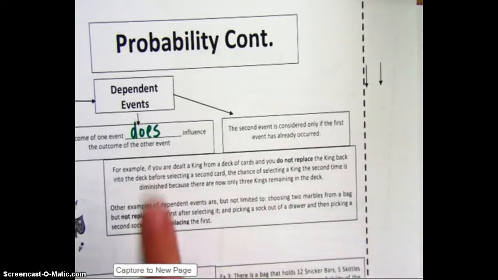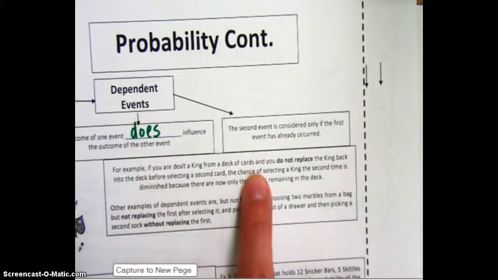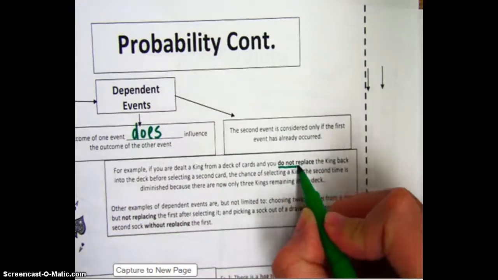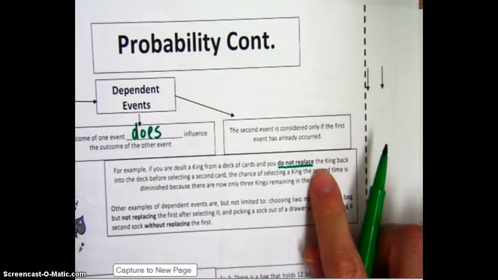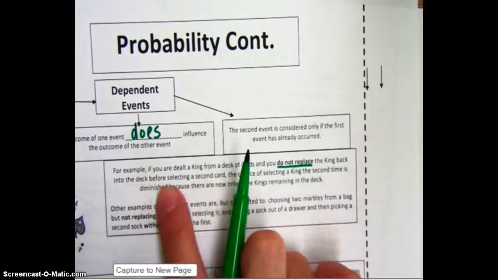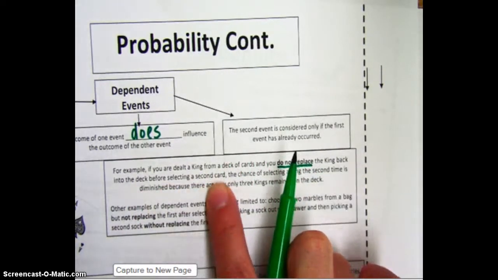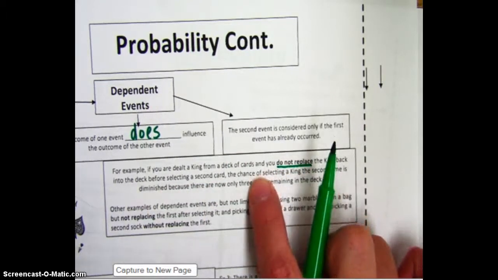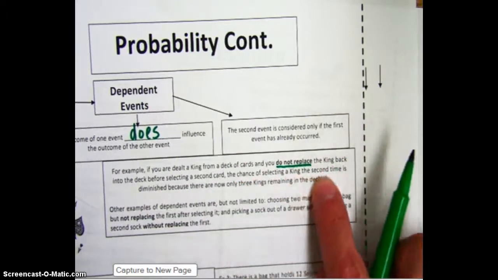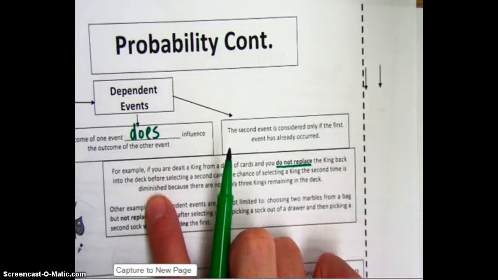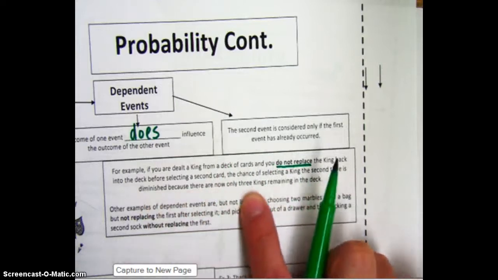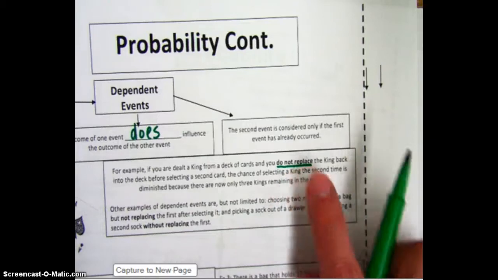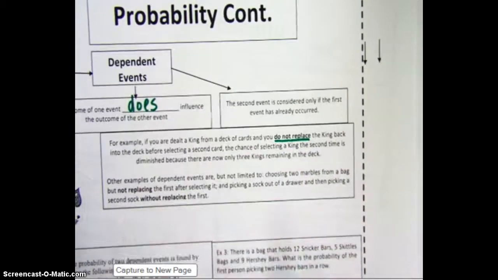So here's some examples. If you're dealt a king from a deck of cards and you do not replace it, this is the big key right here, you do not replace it. If you do not replace the king back into the deck before selecting a second card, already because you don't put it back, the number in the deck has changed. The chance of selecting a king the second time is diminished. That means it's less, because there are now only 3 kings remaining in the deck. So there were 4 the first time. The second time there's only 3.